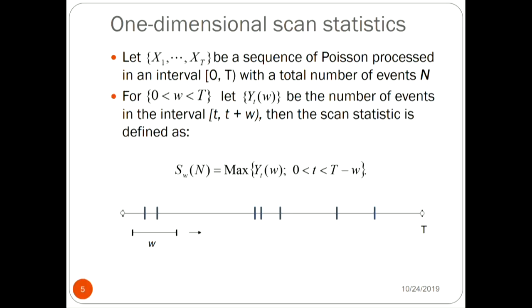Now, how do we test whether there is an increase of the intensities? We propose to use the one-dimensional scan statistic with a moving window of length W. In the beginning, we start with a fixed length of the moving window W. In this picture, we slice or scan the moving window of length W from the beginning up to the end, and we try to detect the time interval that has the highest number of events.